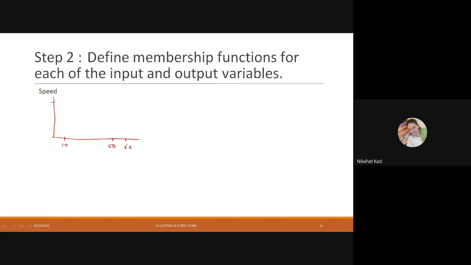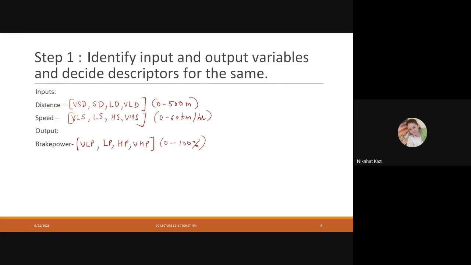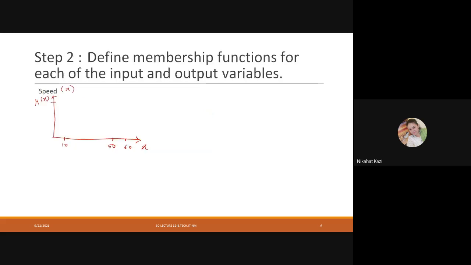Okay. So let us assume the variables as x, y, and z like we did for the washing machine. So this is x. This is mu of x. So first one is, what are the descriptors that we have used? Very low speed, low speed, high speed, and very high speed. First one is very low speed. What kind of function will it be? Decreasing function, right?